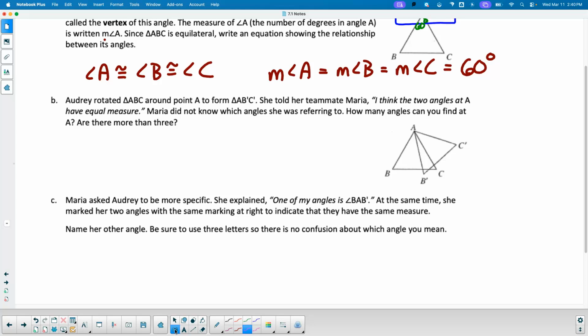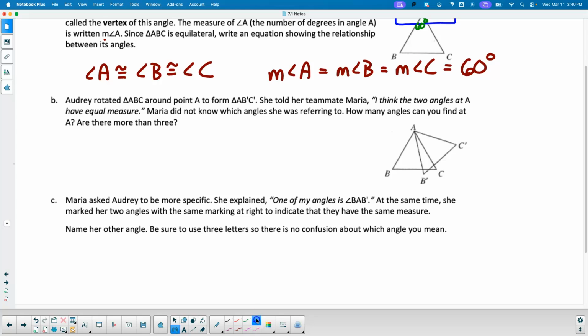I can still use a single letter to describe angle B. I can still use a single letter to describe angle C. I can still use a single letter to describe angle B prime. And I can still use a single letter to describe angle C prime. But at angle A, there's 6 total angles. So I can't do that.